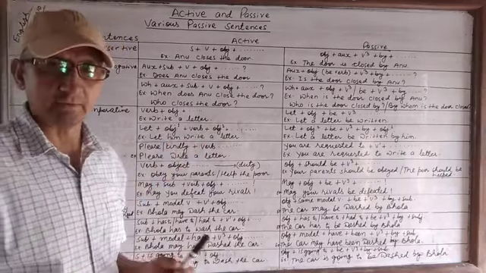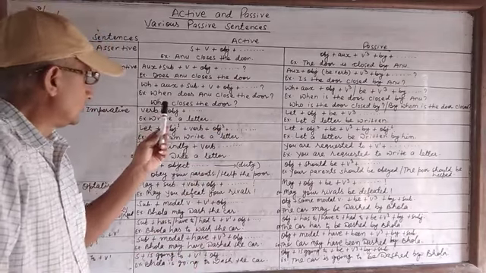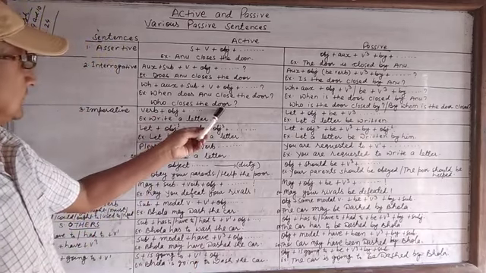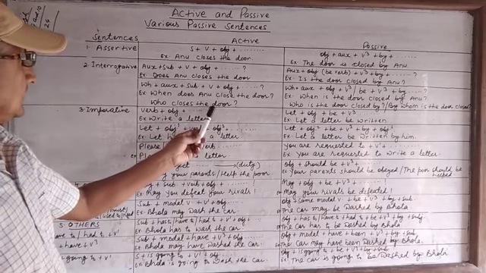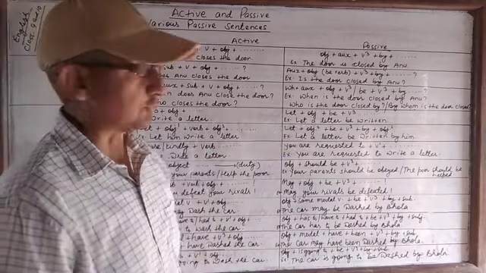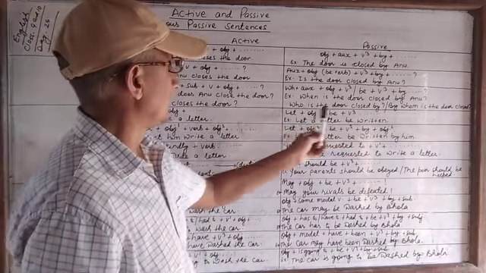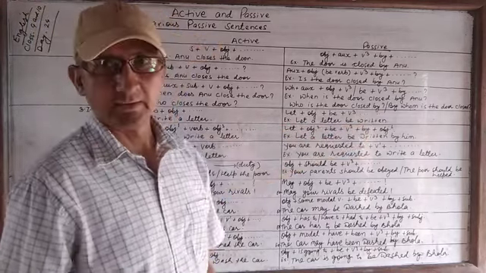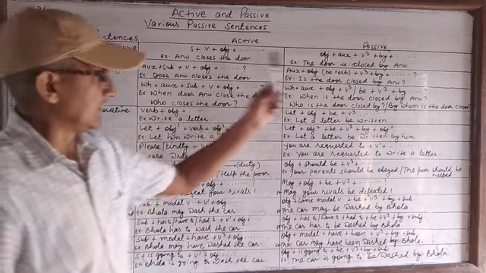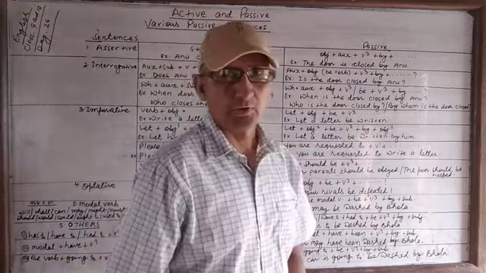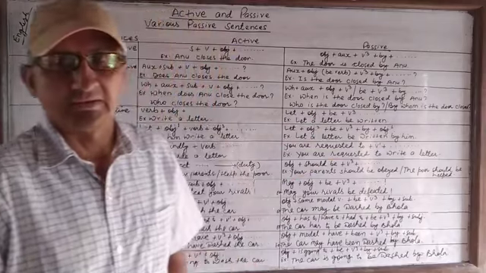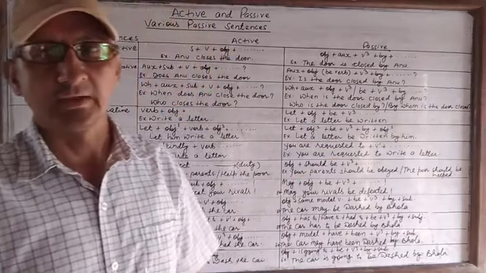There is a different way of changing who questions. Let's clear it with an example. Who closes the door? This is in active form, and we can change it into passive in two ways. First, who is the door closed by? We write by at the end of the sentence. And we can change the same sentence another way also: by whom is the door closed? In these two ways, we can change who questions into passive.